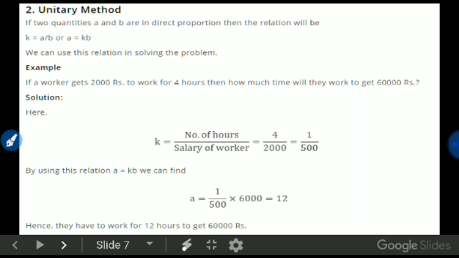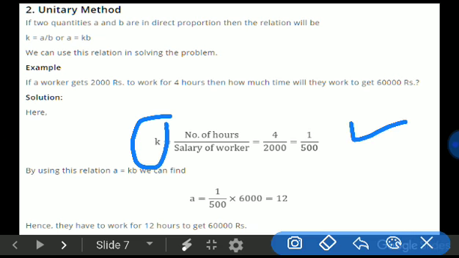Now in the unitary method, if two quantities A and B are in direct proportion, then the relationship will be K equals A upon B, or A equals KB. Now here we have one more example. If a worker gets 2000 rupees for working 4 hours, then how much time will they work to get 6000 rupees? As we know, we first need to find K, which is 1 upon 500. By using this relationship, A equals KB, we can find A: 1 upon 500 into 6000, which is 12. So the answer is 12 hours he has to work.